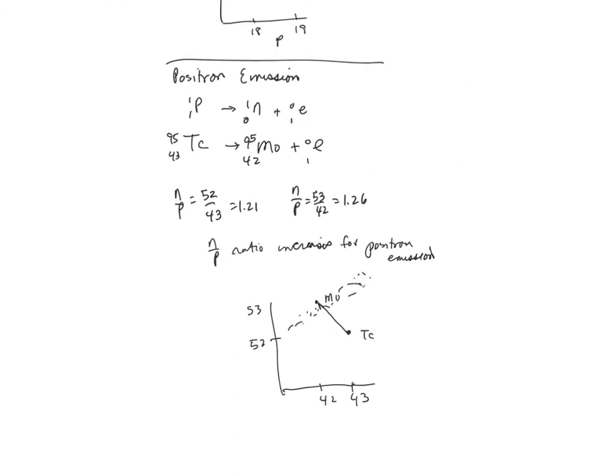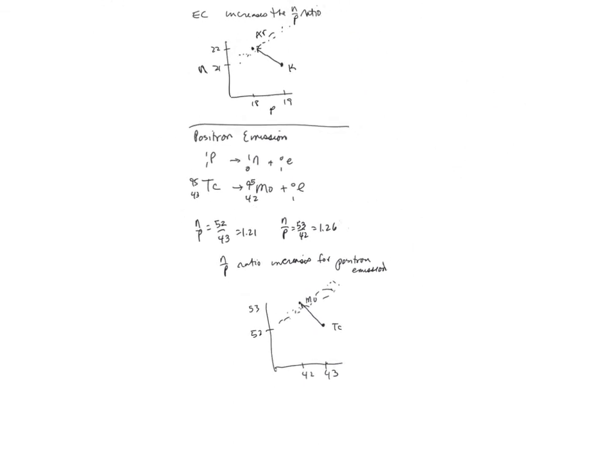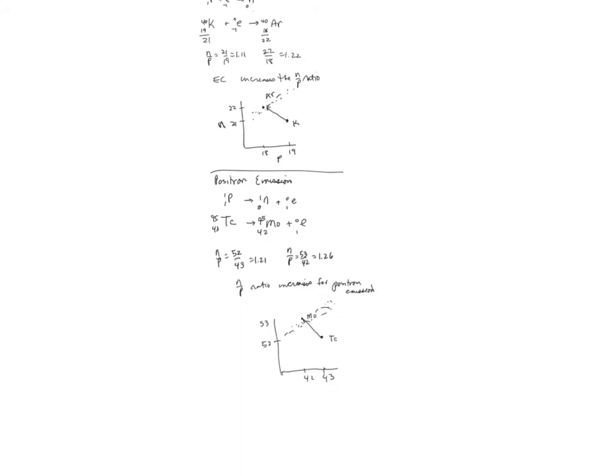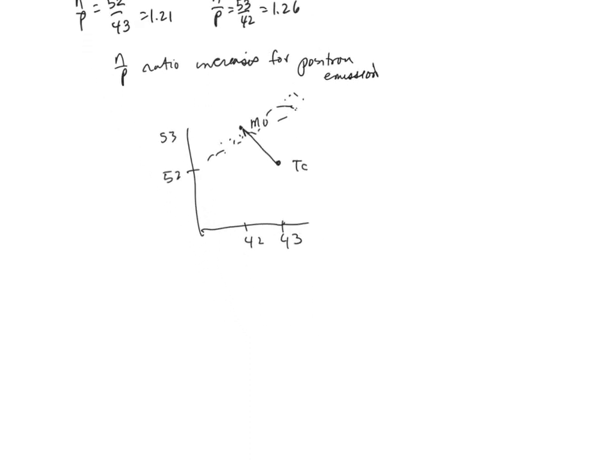So these two examples show you that electron capture and positron emission both happen to the right of the valley of stability. That was kind of a general statement that I made earlier. And then let's go ahead and look at to the left of the valley of stability.